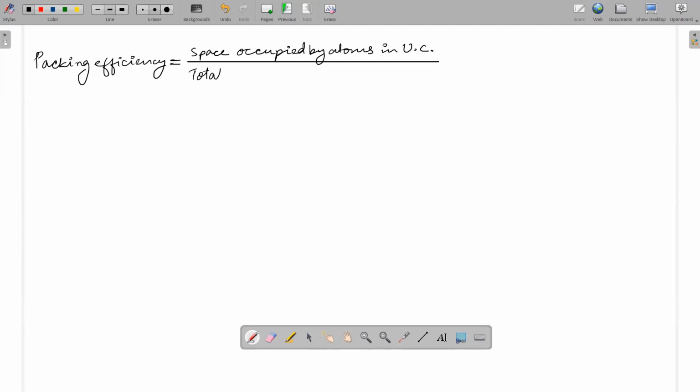Total space occupied by unit cell, and we multiply this by 100. Always remember, this is just like your percentage: marks obtained by student in paper, upon total marks of the paper, into 100. That is packing efficiency. Then you have another term which is known as packing fraction.